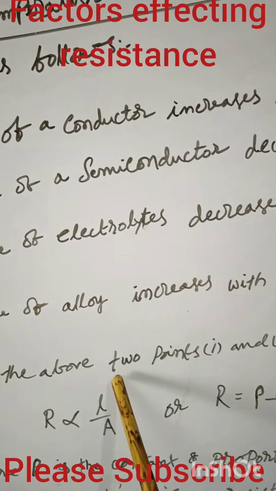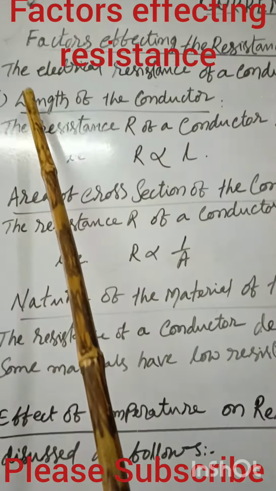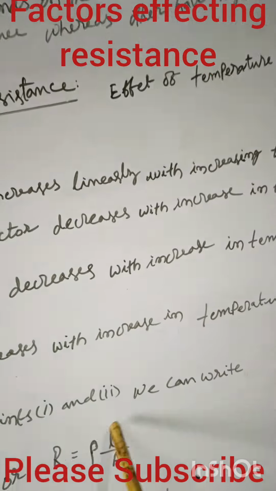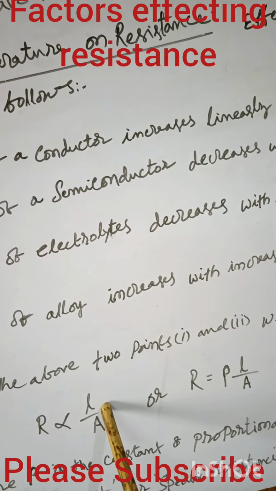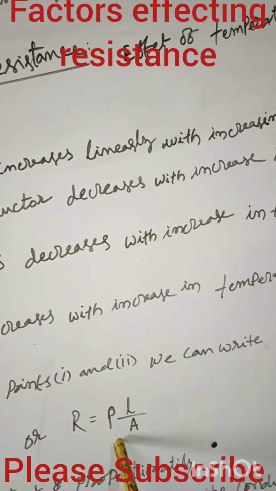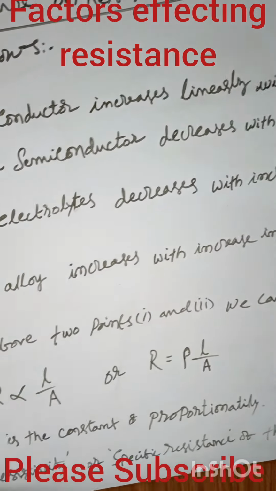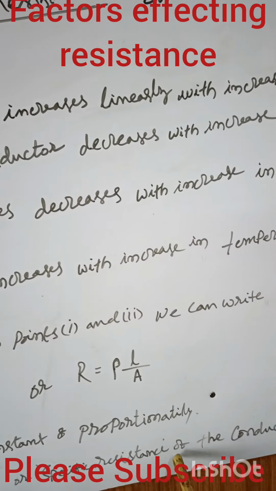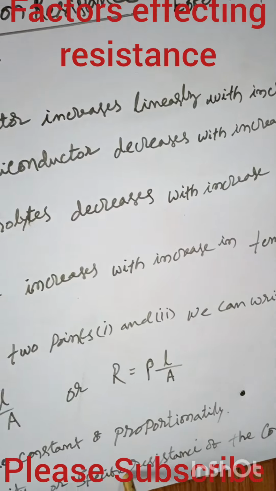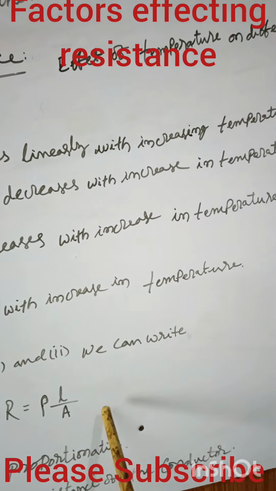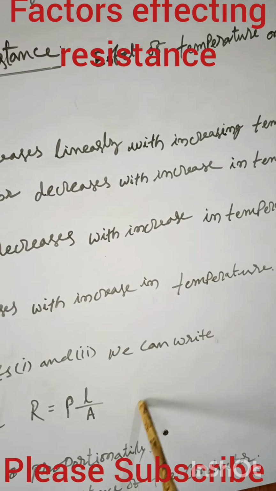From the above two points, that is 1 and 2, we can write R proportional to L by A, or R is equal to rho L by A, where rho is the constant of proportionality called resistivity or specific resistance of the conductor. Specific resistance means resistance of the material per unit length per unit cross sectional area.